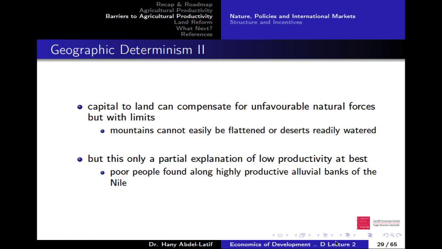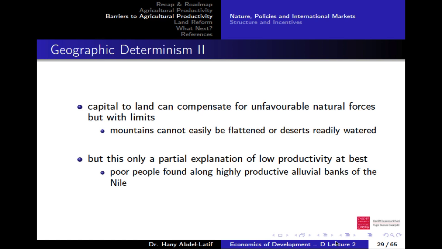Why? Because even around this area, around the river, there are poor people around the river, whereas good farms or good land to farm exist, there's still poor people. The same thing in different places across the world. So the point here is that these exogenous or external forces or determinants do not explain the whole story.